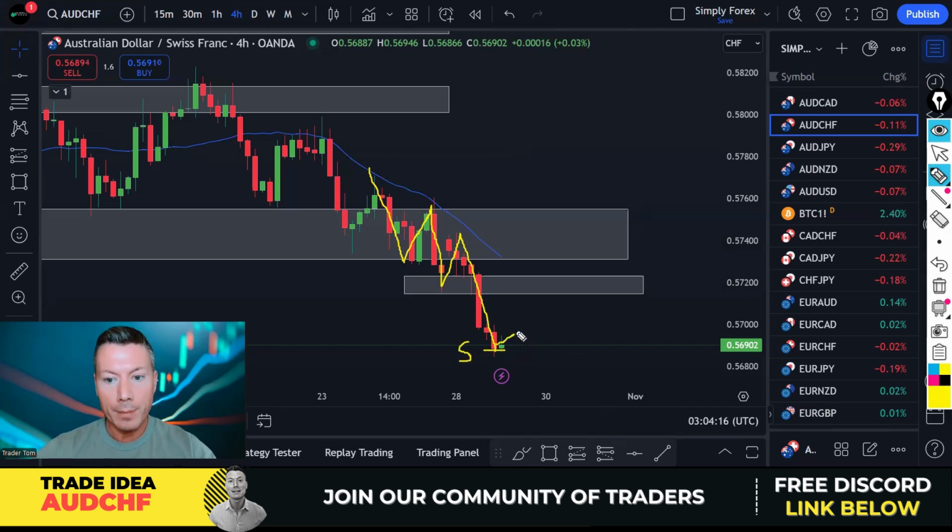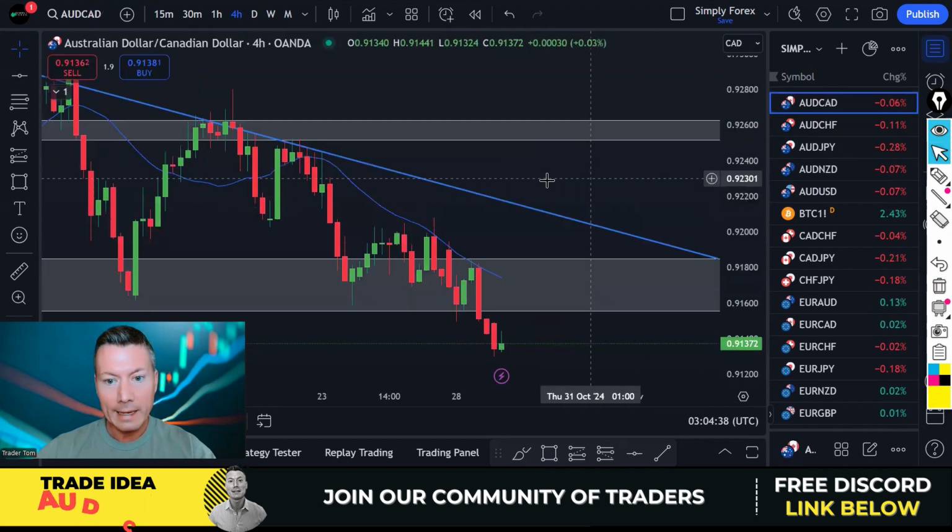But if price comes back up into this area of resistance here, this gray zone, and the moving average 20 comes down, this will be a very nice area to start selling, and that will represent value. So that's where I'm going to start selling Aussie dollar, Swiss franc. Let's carry on this Aussie dollar weakness.